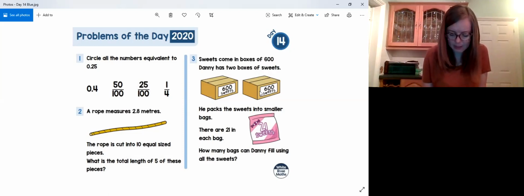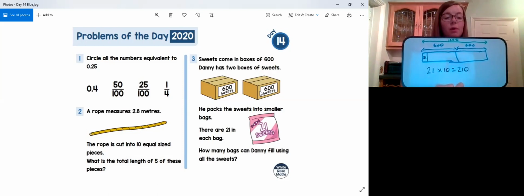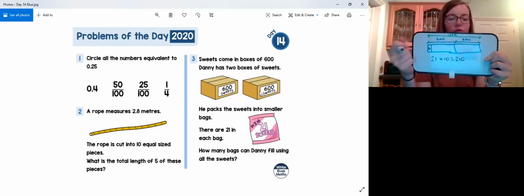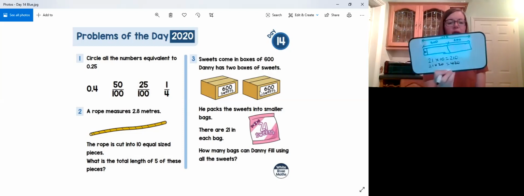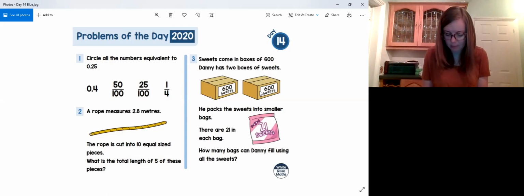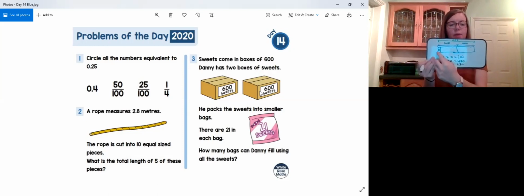Well, I know if I did 10 lots of 21, because I'm shifting my numbers one place value column to the left and filling the gap with a 0, 21 times 10 is 210. Now I'm trying to make it up to 600, so I know I've got lots more room than 210. In fact, I can do another lot of 10. So if I do 21 times 20, it's going to be double that, isn't it? 420. Okay, 420. So I've still got room. But if I go another lot of 10, so if I did 21 times 30, I've got to add another 210 on. I get to 630. So I don't actually have room for 30 groups in one box of sweets, do I?